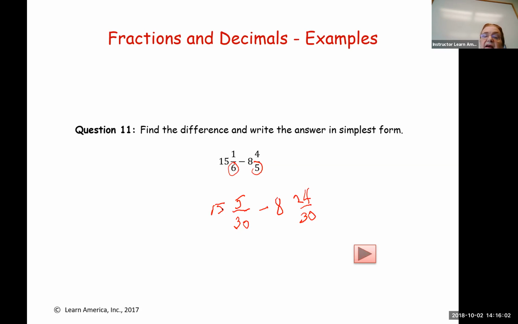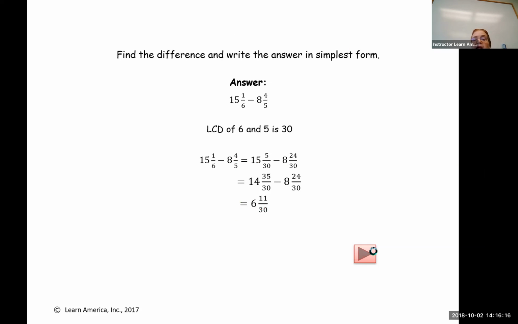Now, here again, you see there's an issue because the 24/30ths is larger than the 5/30ths, but we can fix that by adding 1 to this. So get rid of the 15, change it to 14, and then we have 35/30ths, so we can easily subtract the 24/30ths. And you see that's what happens here.